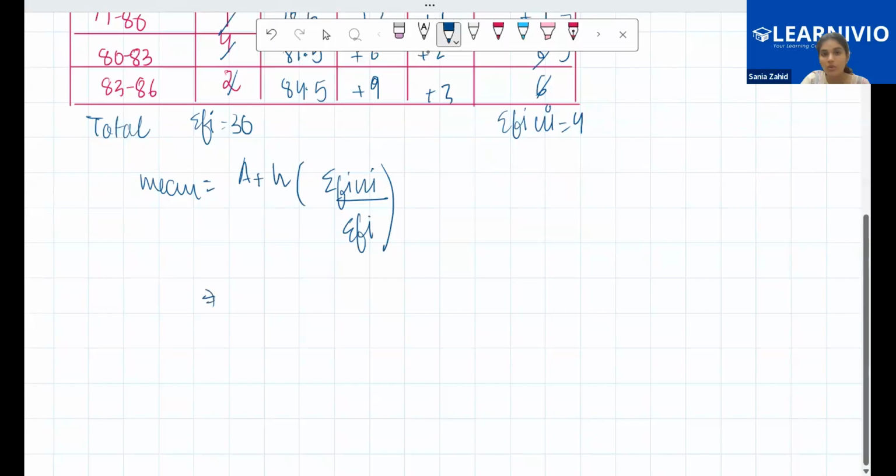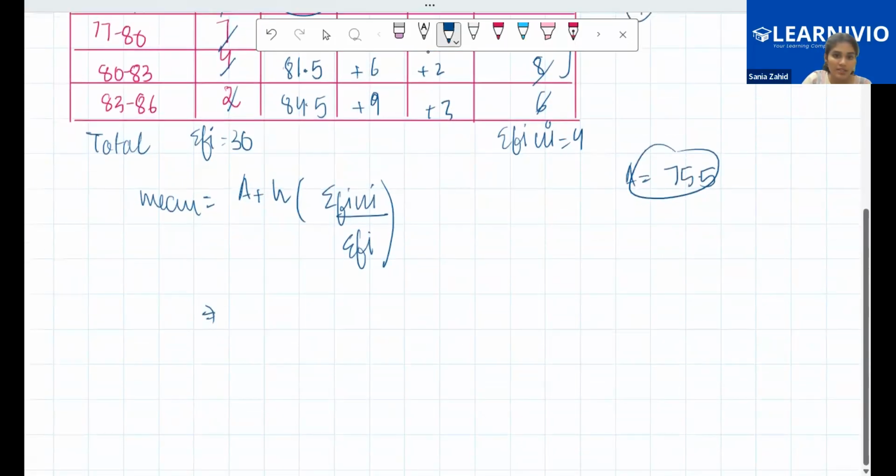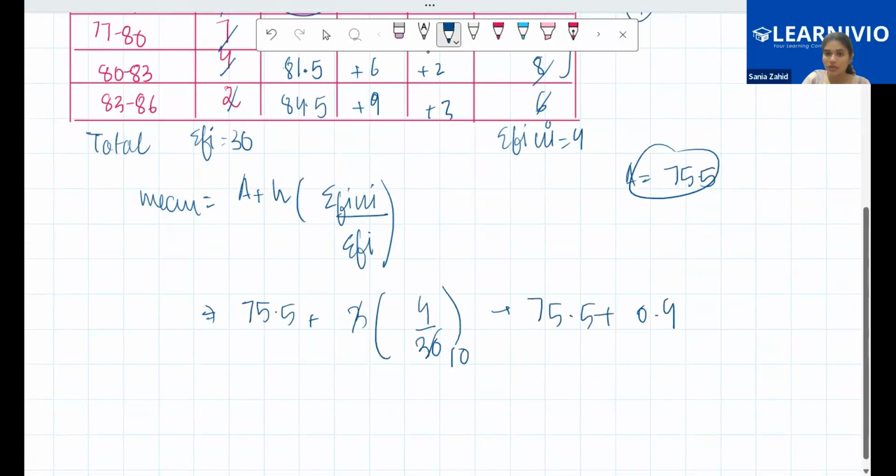So now you come to this. What was the assumed mean? The assumed mean was 75.5. So we have the formula 75.5 plus, what was the class size? 3 into 4 by 30. So you have 10. So 75.5 plus 0.4. Okay, so 75.6 is your answer.